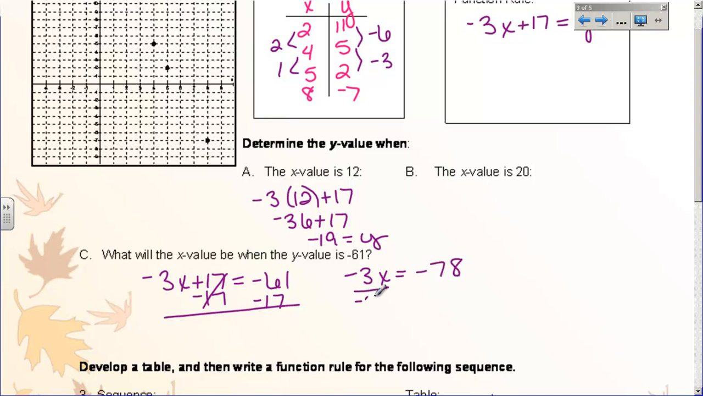And then I'm going to divide by negative 3 on both sides, and get that x is 26. So when x is 26, y is negative 61, and I could turn that into an ordered pair and plot that point on my graph. But that's what they're asking for, so that's my answer.